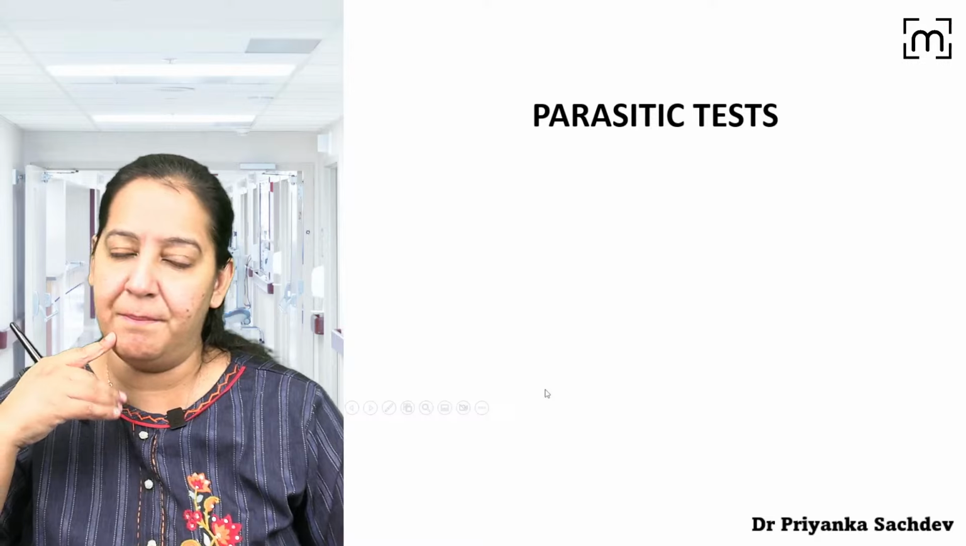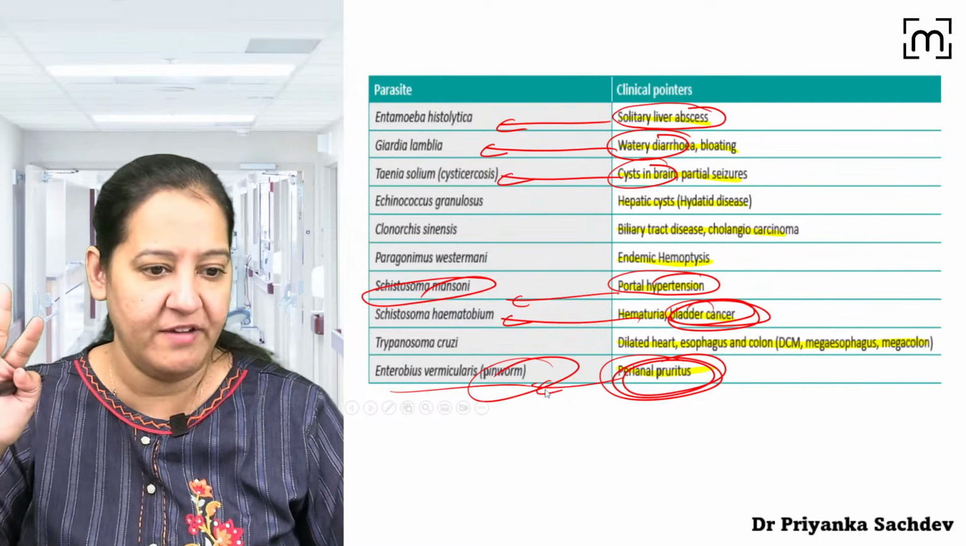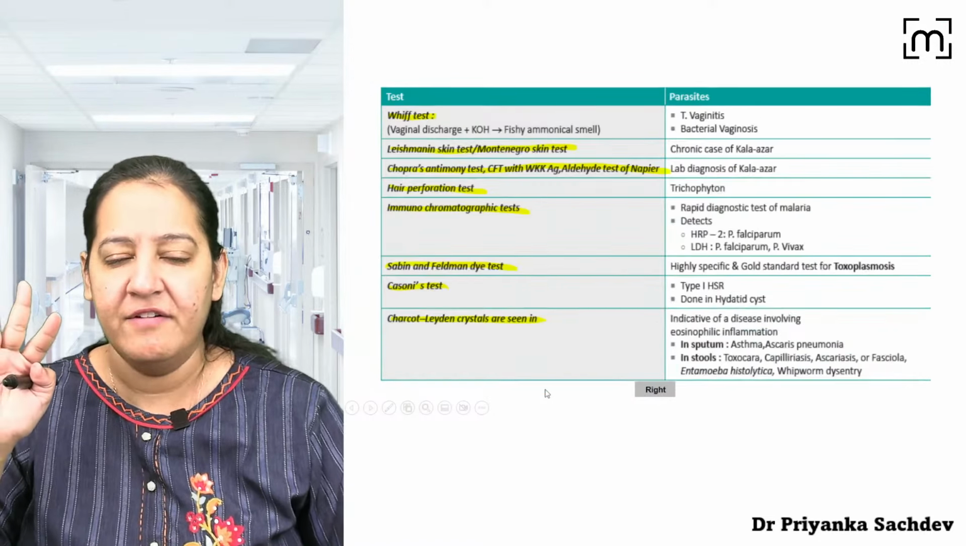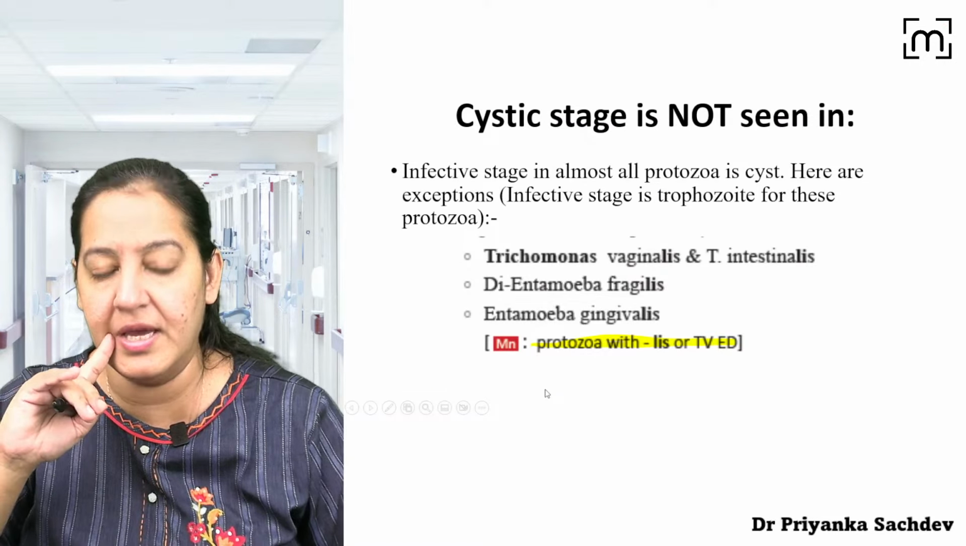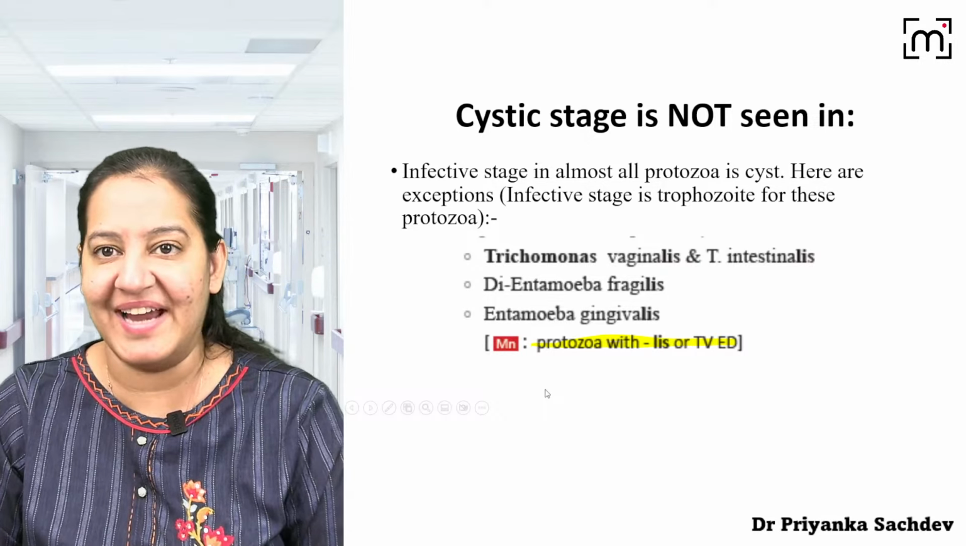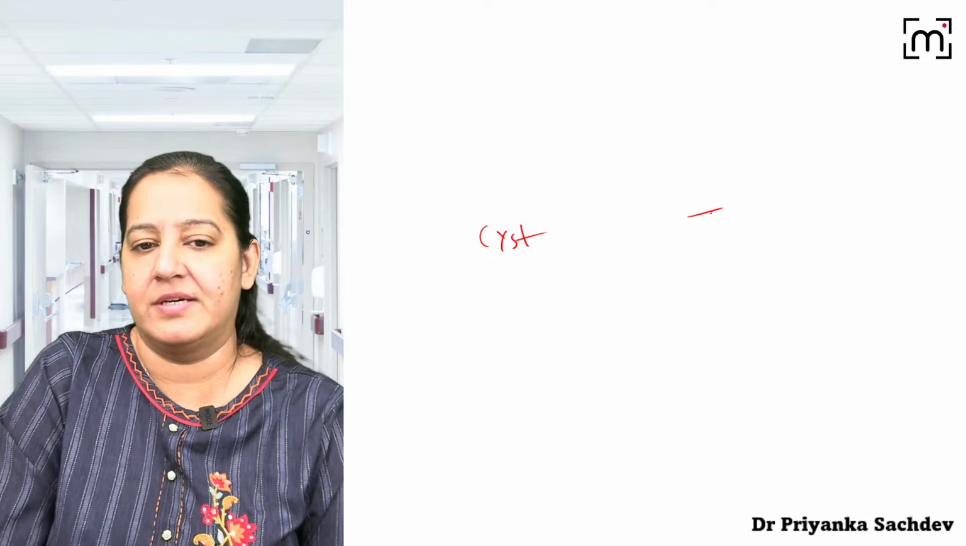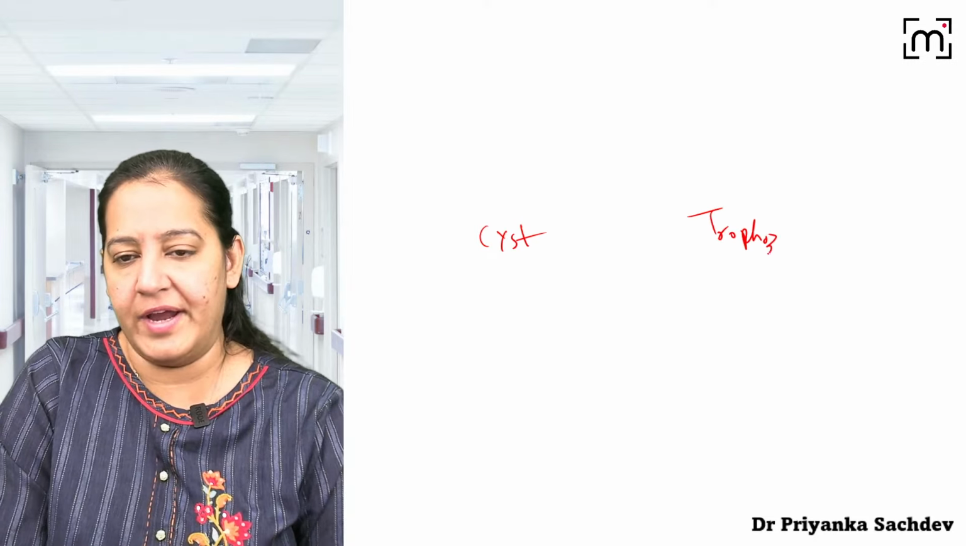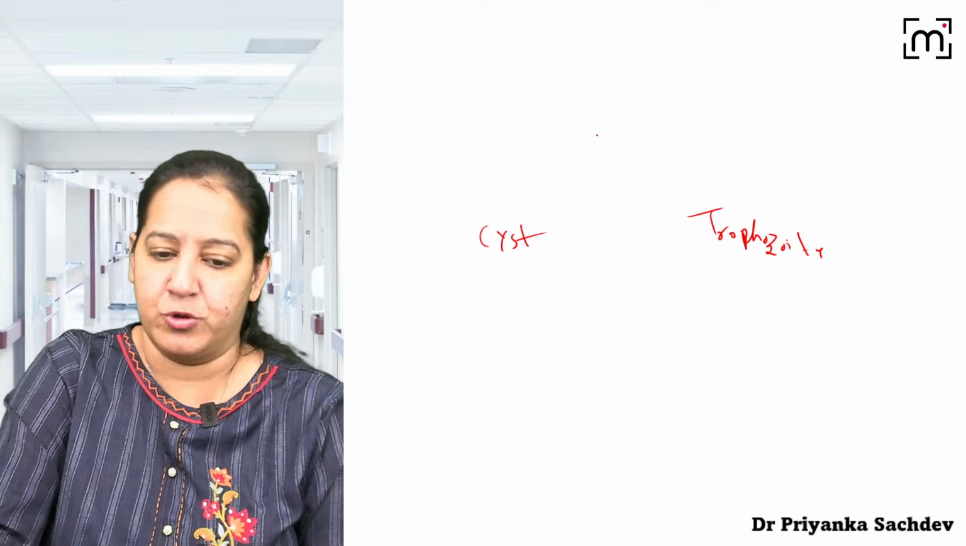So we have done maximum mnemonics today. We have completed maximum mnemonics. We have seen many tests also. Now these lists are not very important. One more thing. There are parasites, there are protozoa. In the protozoa, we have two forms, the cyst and the trophozoite.